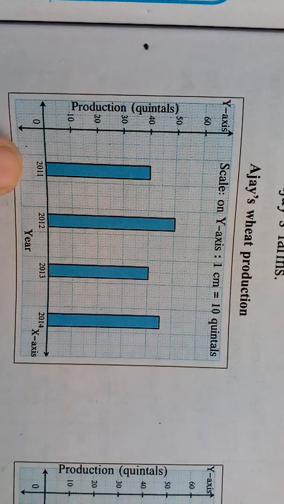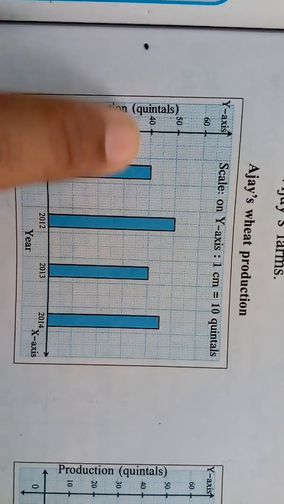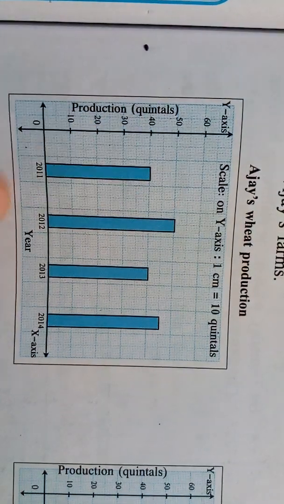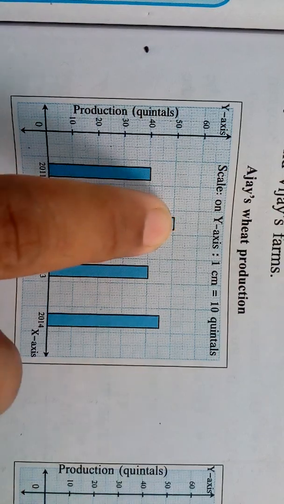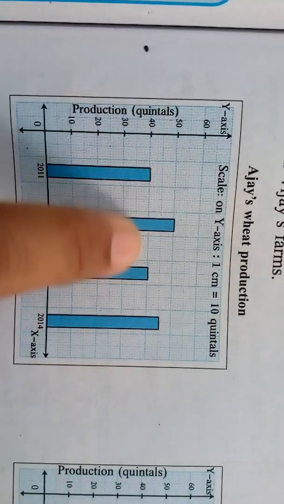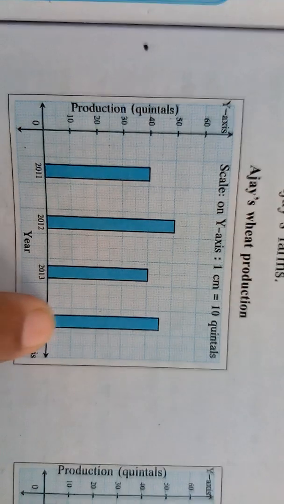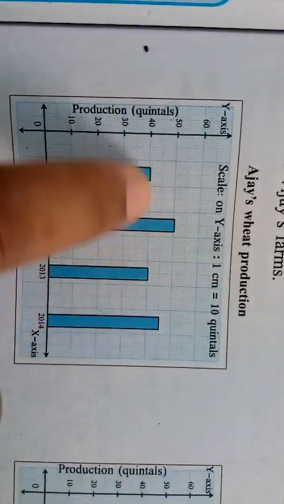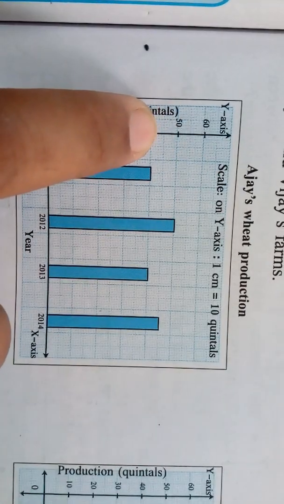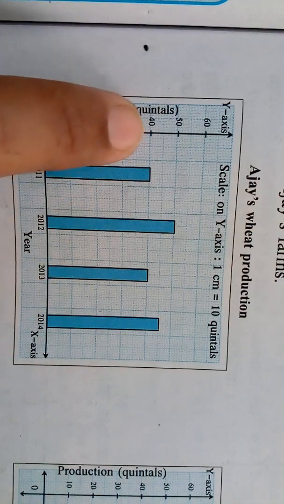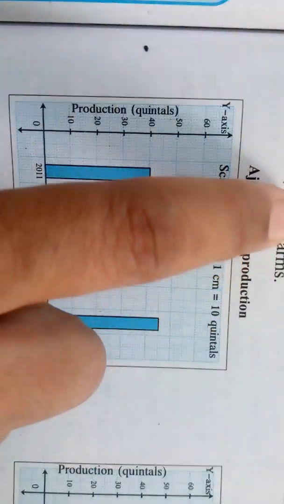In 2011 it is on 40, so we can tell in 2011 40 quintal wheat is produced. Then in 2012 it shows 50 quintal wheat is produced. In 2013, 40 quintal wheat is produced again. And in 2014 we can see this line is between 40 and 50, in the middle, on 45. So we can tell in 2014, 45 quintal wheat is produced by Ajay.